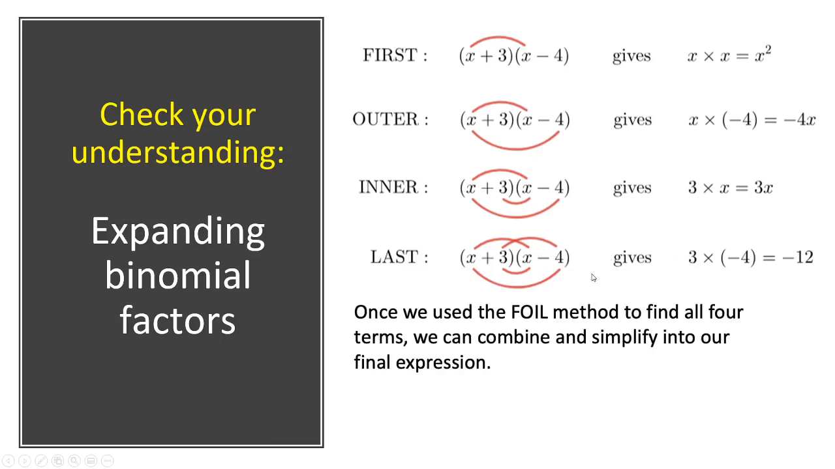And then once we've done that to find the four terms, we can combine it into one final expression by adding them all together. And we get x squared minus 4x plus 3x minus 12, and then we can simplify because we've got this minus 4x and 3x, they're like terms, and that all becomes minus x. So we're able to go x squared minus x minus 12.